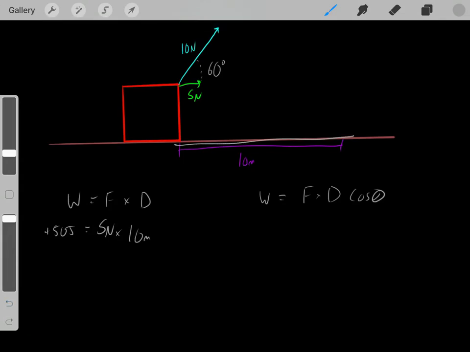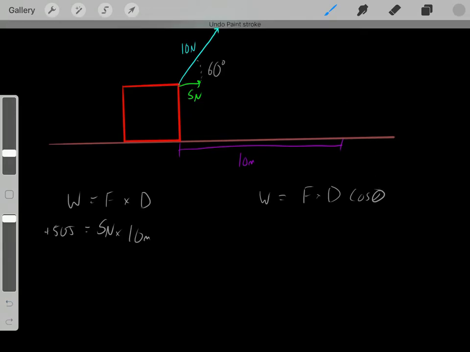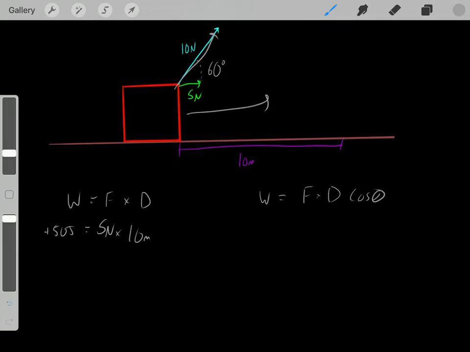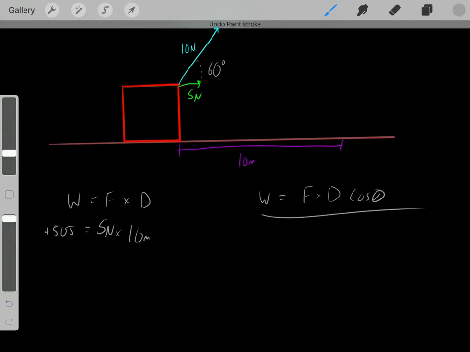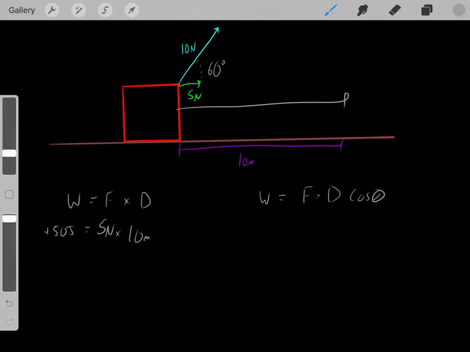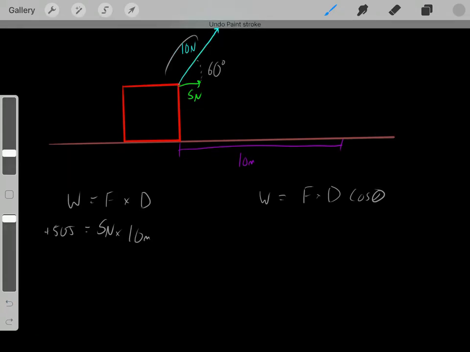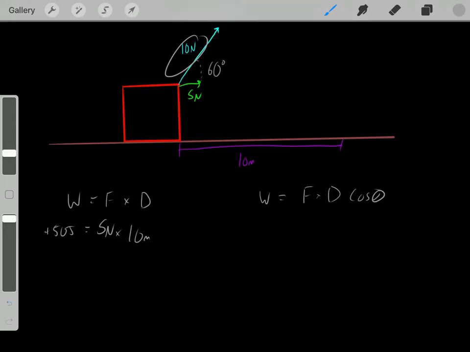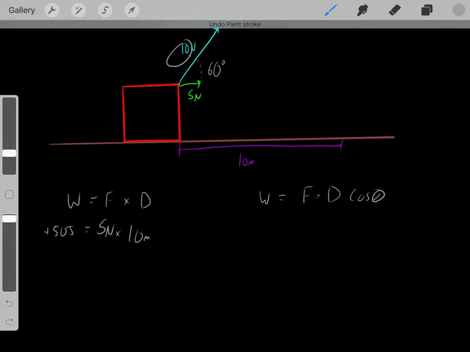Then you find the distance traveled, and then you would find the theta between the direction of motion and the direction of force. So that's what this theta is. When using this equation, this theta is the angle between the direction of motion and the direction of force. So you would plug in that 60 degrees for theta, and the original force, and that would give you the positive work that was done.